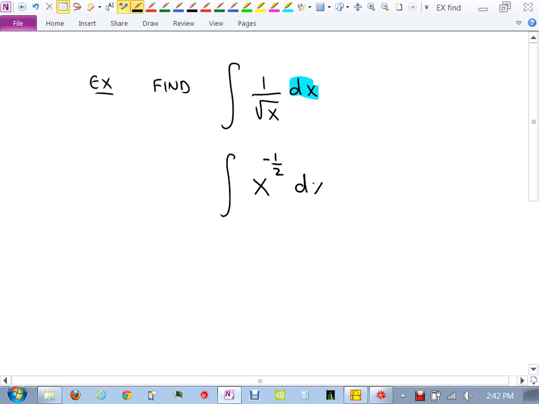-1/2. And using that rule we just used, right, 1 over n plus 1, x to the n plus 1, this should be equal to 1 over, what's n plus 1 here? -1/2 plus 1, which is 1/2. x to the 1/2 again, plus some constant, right? But that's really, 1 over 1/2 is really 2. And what's x to the 1/2? Square root of x, plus a constant.